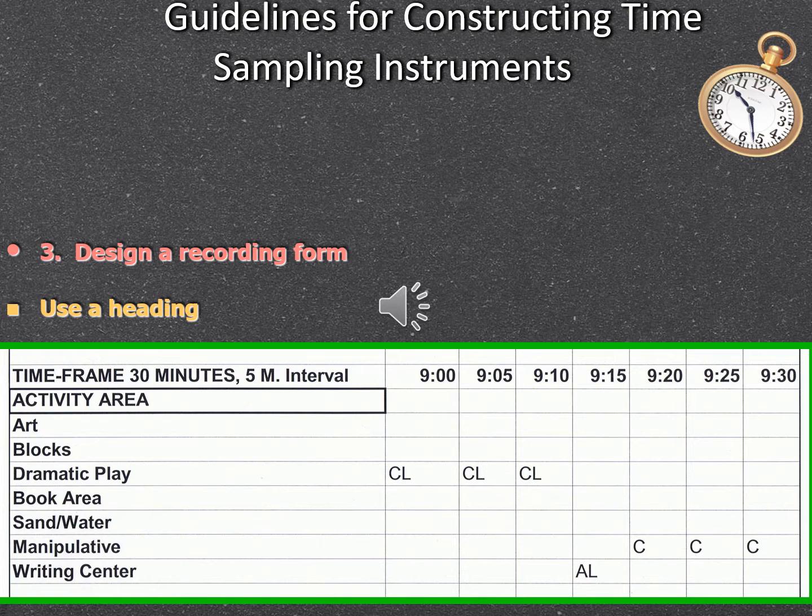And then you'll design a recording form. You'll add a heading. And here is another sample of what it could look like. They put here all of the activity areas that they were observing in, and then they put the times in 5-minute intervals, and then they used their key to write in the letters of where the child went, when, and what they were doing.